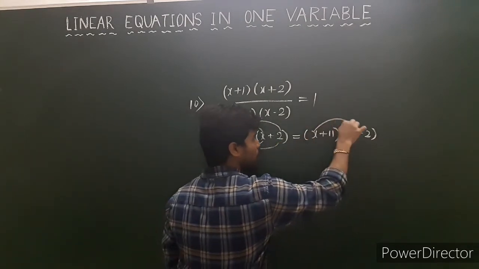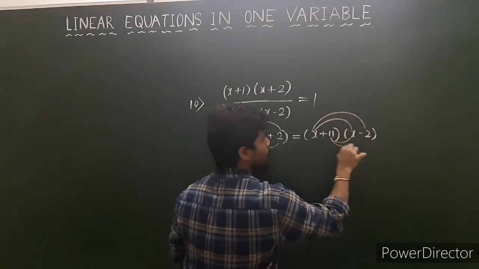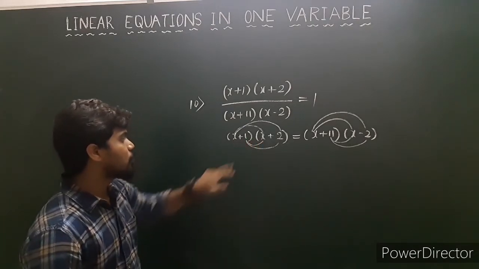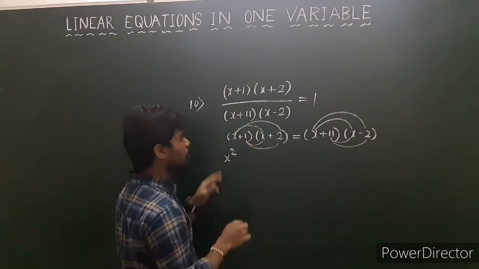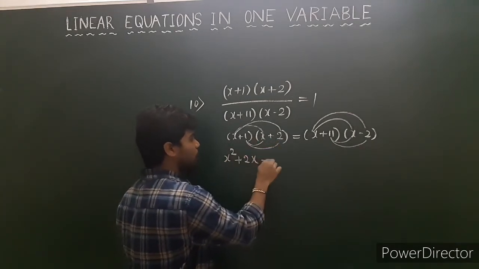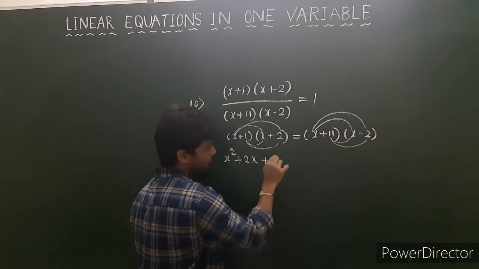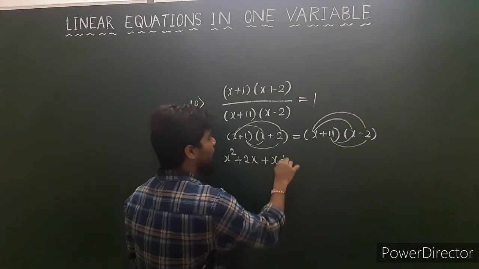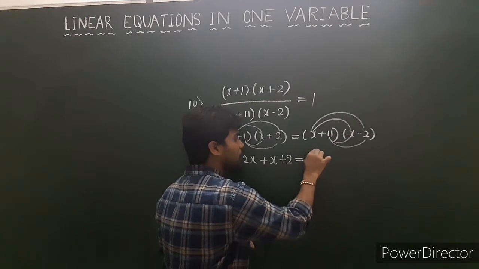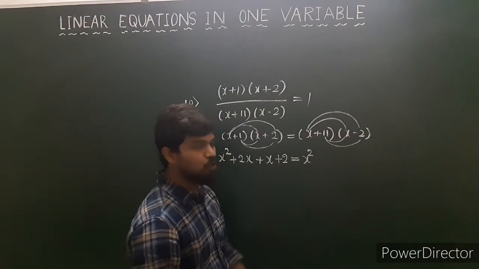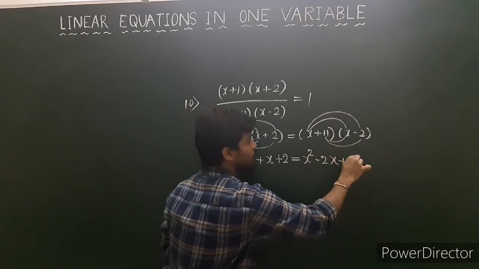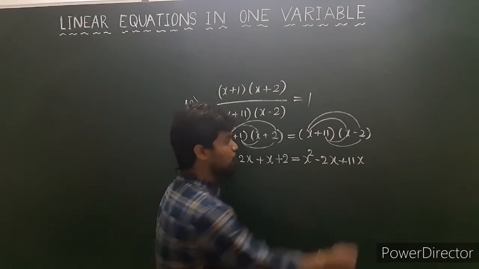This side also like this. So next x into x you get x square. x into 2 you get 2x. 1 into x you get x, so you write x only. 1 into 2 you get 2, equal to. So x into x you get x square. x into minus 2 you get minus 2x. 11 into x you get 11x. 11 into minus 2 you get minus 22.